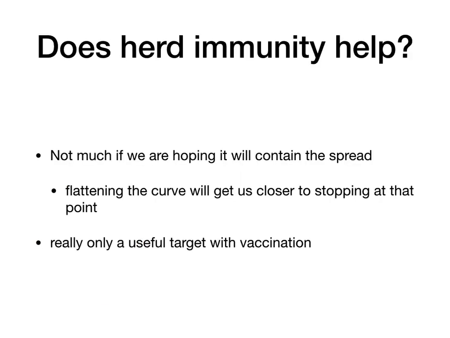So how does herd immunity help? Well, it's not going to help much if you're hoping that you can just let it contain the spread if you don't do anything else. Flattening the curve will get us closer to stopping at that point, but it's really only a useful concept if you have vaccination as an option. So if you vaccinate at least 60% of the population, if R0 started out at 2.5, then that is going to stop it from spreading fast. But without vaccination, it's not a great help.